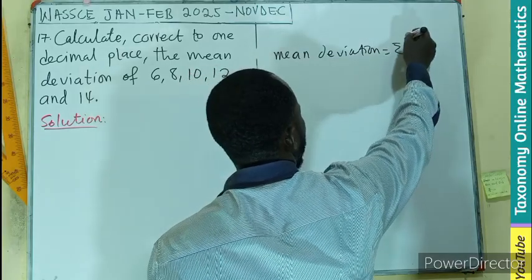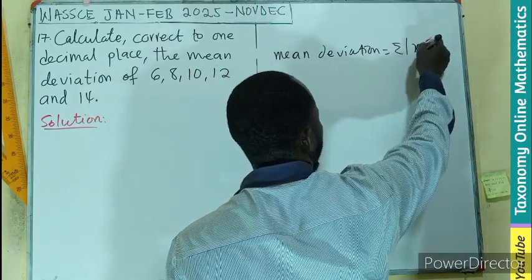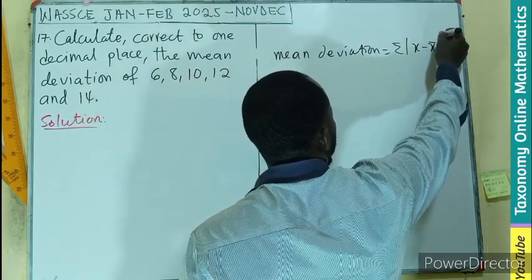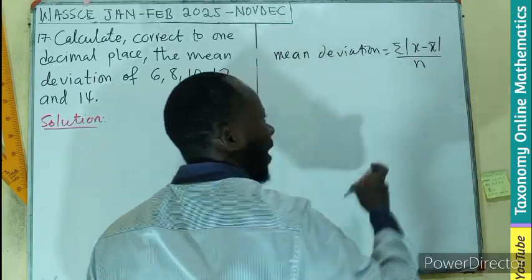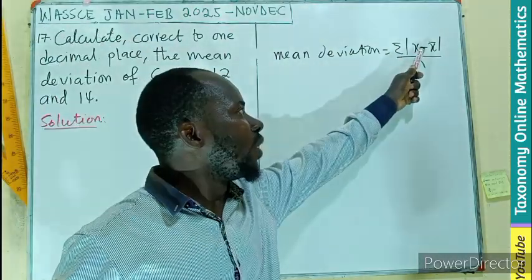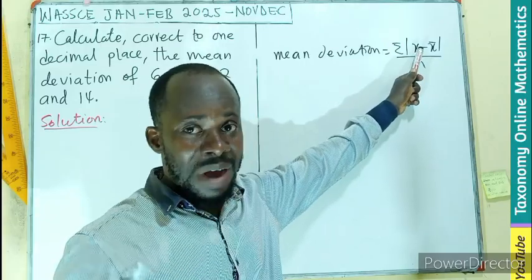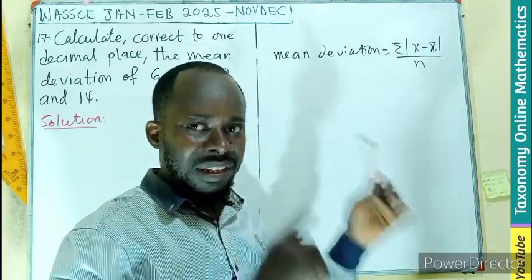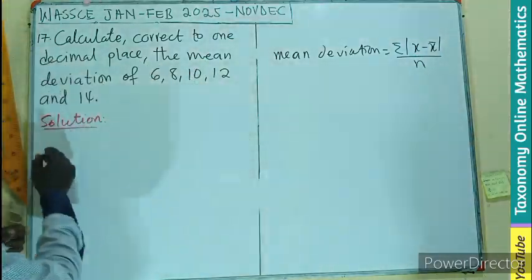we need a sigma, the absolute value of x minus x bar, which is the mean, divided by n. So if this is in your mind, then we need to know that we need to find the x value minus the mean. So the first thing to find is the mean.